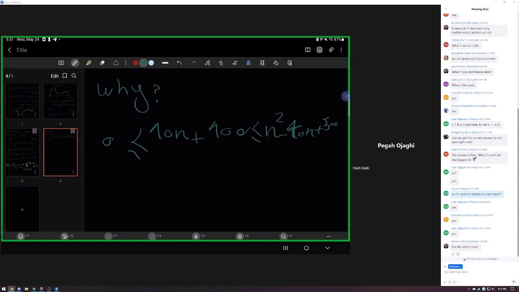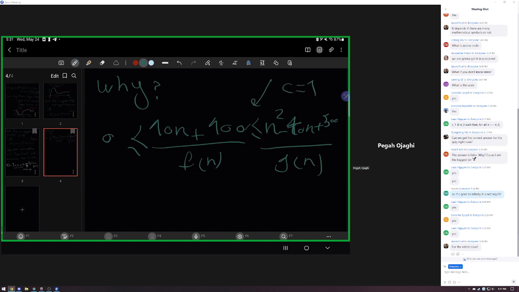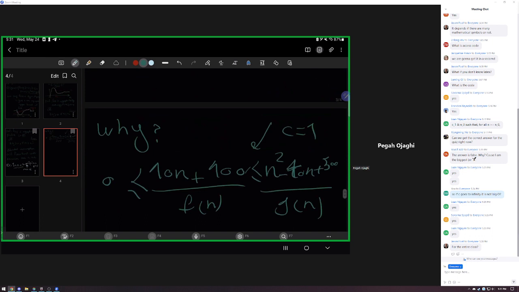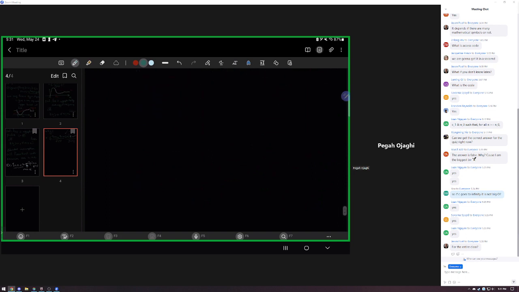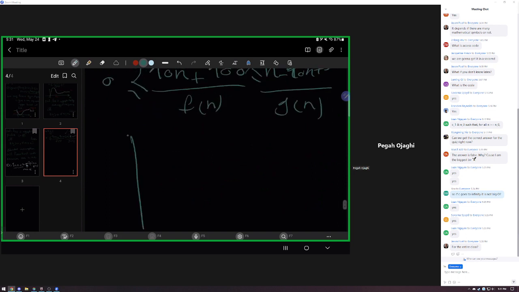So I consider this is the equation. That is f of n. This one is g of n. And I consider C equal to 1. Let's see if it works, because if I find C, I need to find n naught. If I find n naught, it's going to be done. One of the ways is just plotting them. So I plot this.